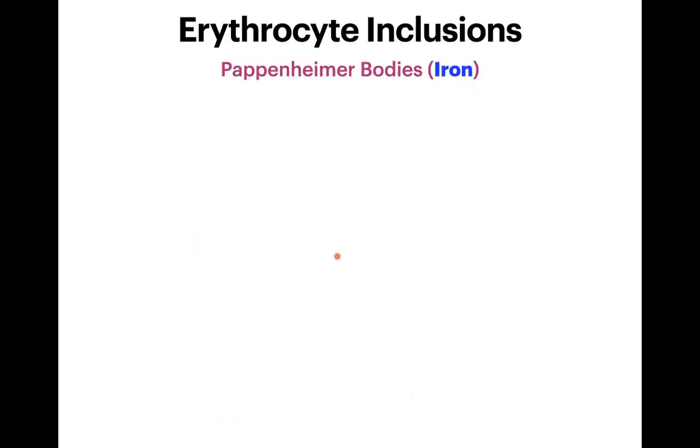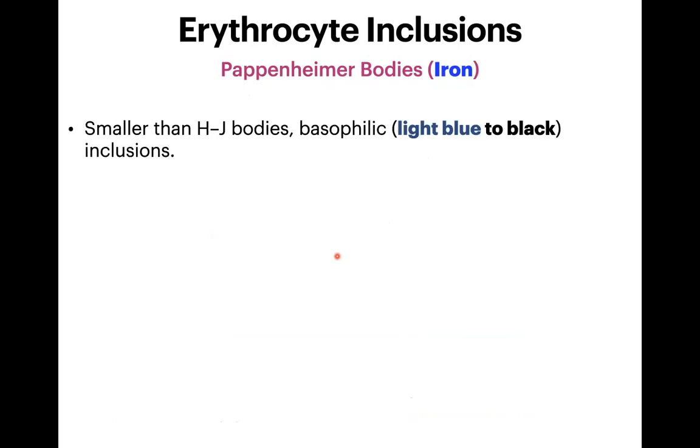So the second erythrocyte inclusion is Pappenheimer bodies. These are composed of iron. Howell-Jolly bodies are composed of DNA. So these are smaller than Howell-Jolly bodies. They are basophilic, ranging from light blue to black.